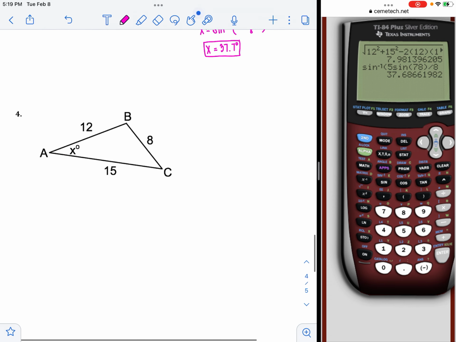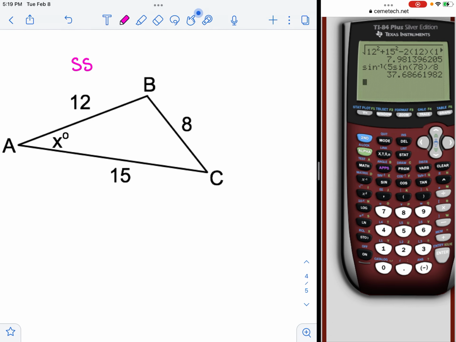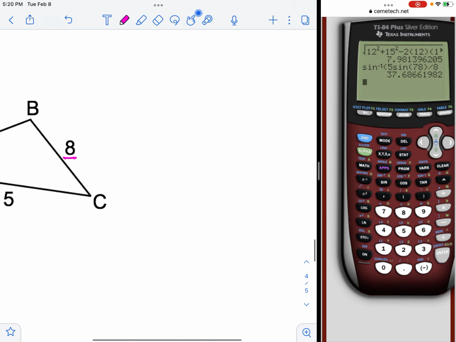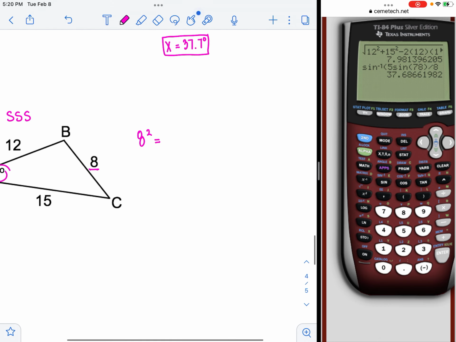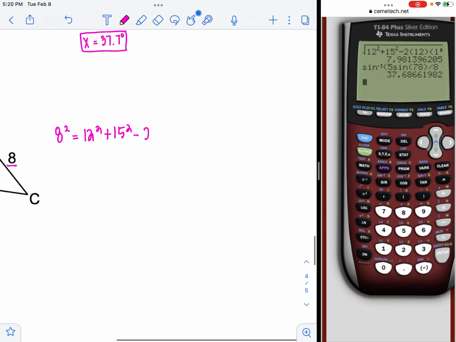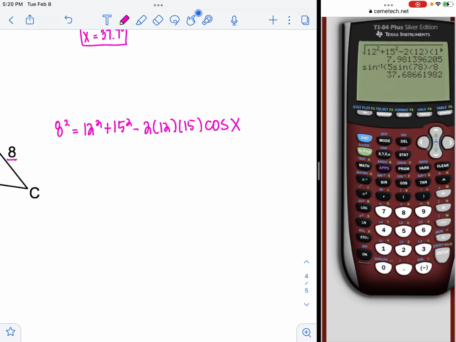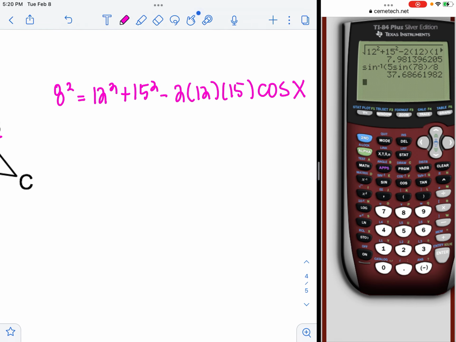All right, the very last one. I've got to look to see what I have, and I can see that I have side, side, side. So I'm using the law of cosines. Do I start with the 8 squared, the 12 squared, or the 15 squared? Well, if I'm looking for x, I want to start with the side opposite of that. So I'm going to start with 8 squared equals the other two sides squared added together, 12 squared plus 15 squared, minus 2 times those two multiplied, times the cosine of, and that angle is called x. I could have called it angle A if I wanted to, but I labeled it x for you.